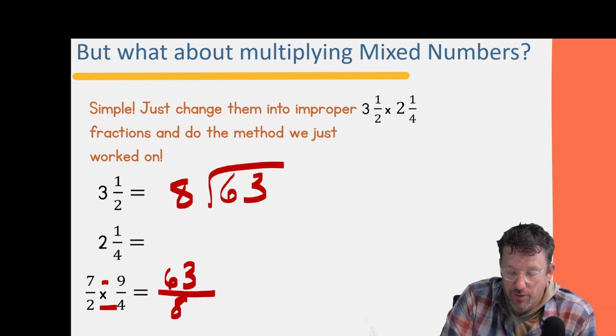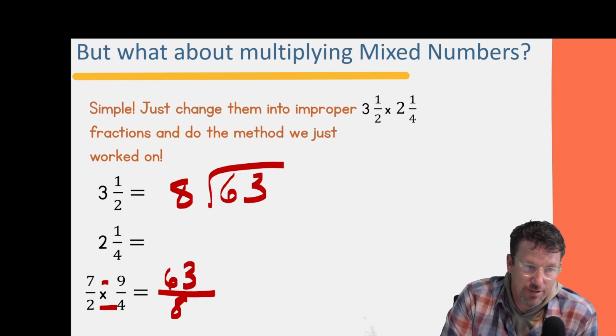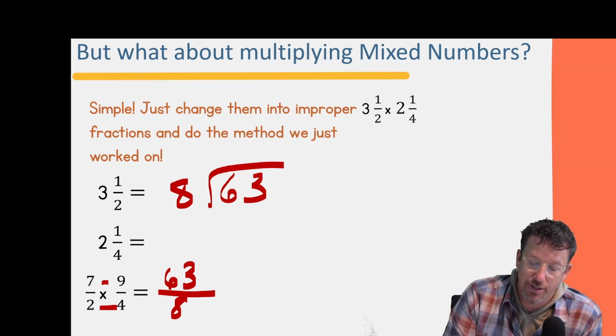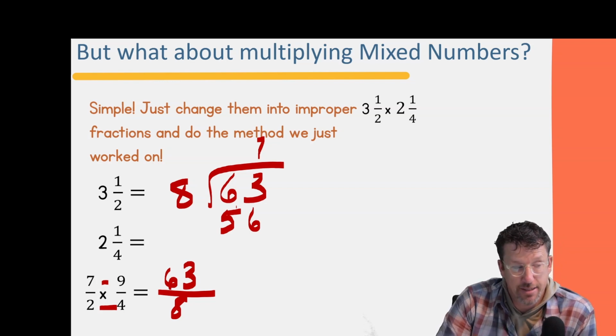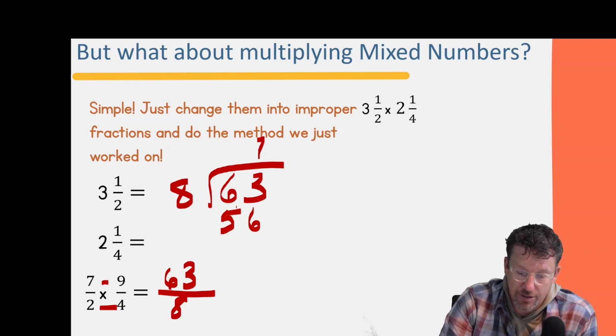How many 8s will go into 63? If you know your times tables, this becomes pretty simple, but if not, you're going to have to go 8 plus 8 plus 8 and do whatever that takes. But I know that 8 groups of 7 equal 56, okay? 8 groups of 8 equals 64, and that's too big. So I don't want to be too big. I just got to keep it where it's at.